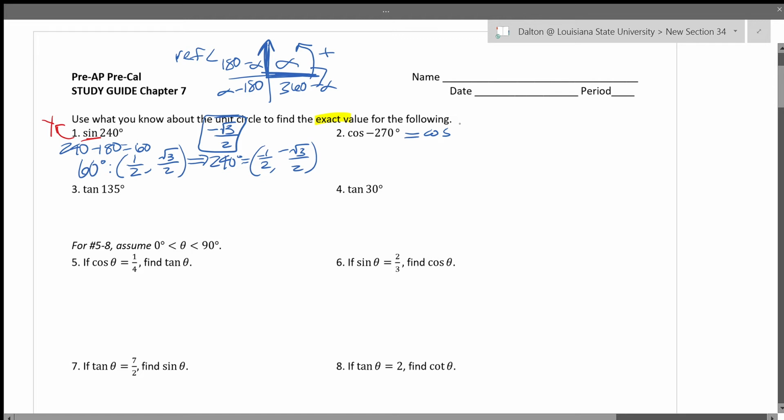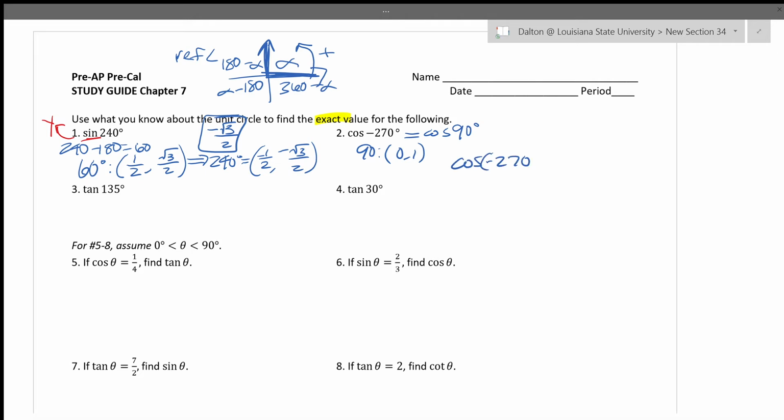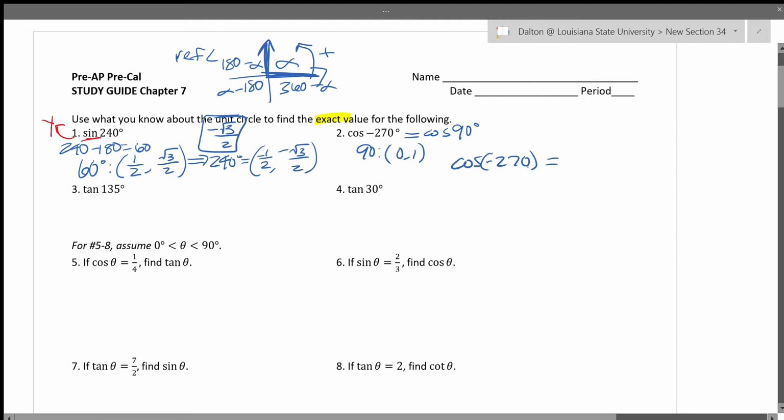So negative 270 degrees is going to land me in the same spot as if I went a positive 90 degrees. So the cosine at 90 degrees, well, the coordinates at 90 degrees are 0, 1. If I ask you for the cosine, I want to know what is the x coordinate at this point. Therefore, I can say that the cosine of negative 270 degrees, the x coordinate, is 0.